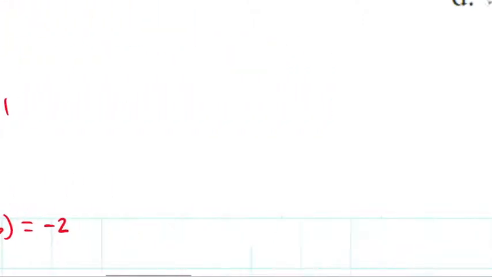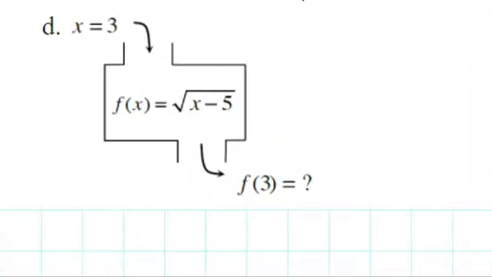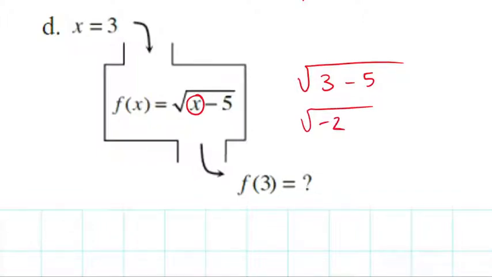And then the final question is D. And D says we are going to place the number 3 into this function. So 3 is going to be the value that goes into it. When that happens, this becomes the square root of 3 minus 5. The square root of 3 minus 5 is the square root of -2.